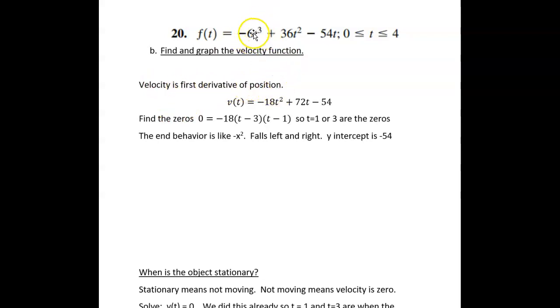So let's see, negative 6t cubed, I'm going to use the power rule. I bring the 3 down in front and multiply it by negative 6. I get negative 18. I reduce the power by 1, negative 18t squared. Then 2 times 36 gives me 72t. And then t to the first becomes t to the 0, which is 1. 1 times negative 54, negative 54. Or you can just recognize negative 54t is a line with slope negative 54. So this is my velocity function. I get it from taking the first derivative of that position function. And taking that derivative should be something you're really, really good at now.